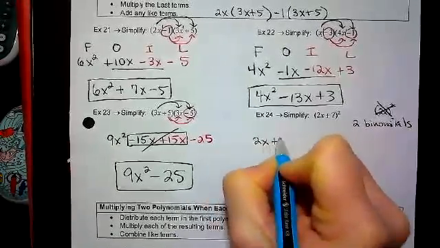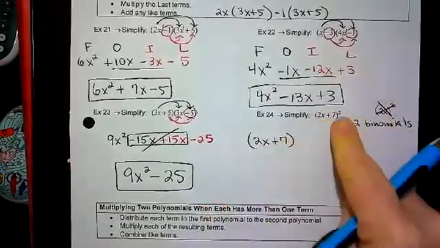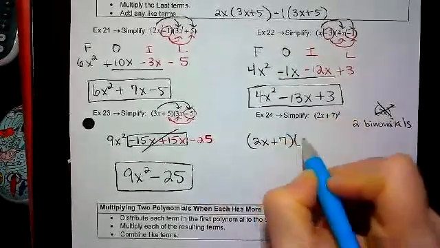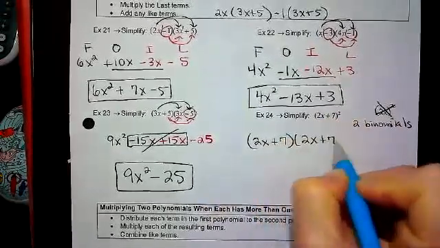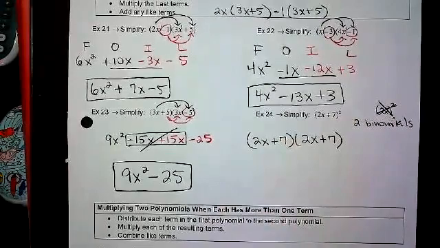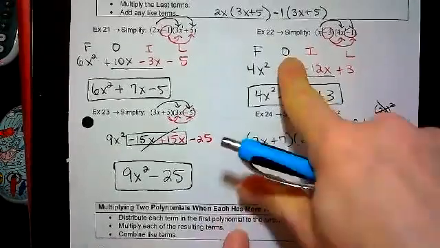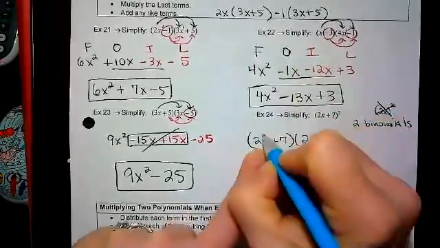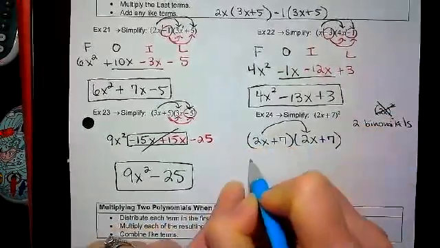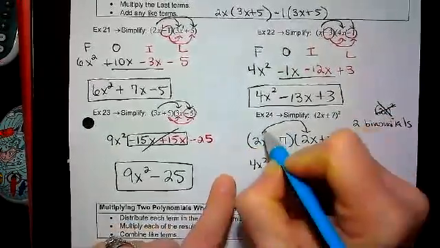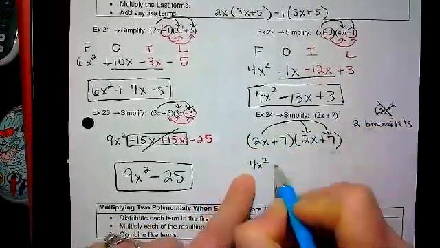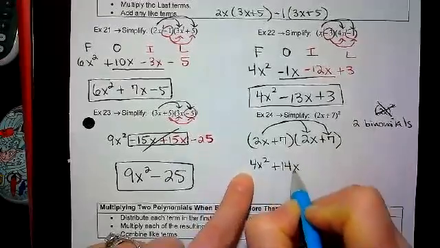You can't just distribute that 2 to the terms inside because when you FOIL, you end up with a middle term. If you were to just try to square both of those terms, you're not going to see that middle term because you're not seeing that multiplication of the outer and inner terms. So let's go FOIL. 2x times 2x is 4x squared. 2x times 7 is a +14x.